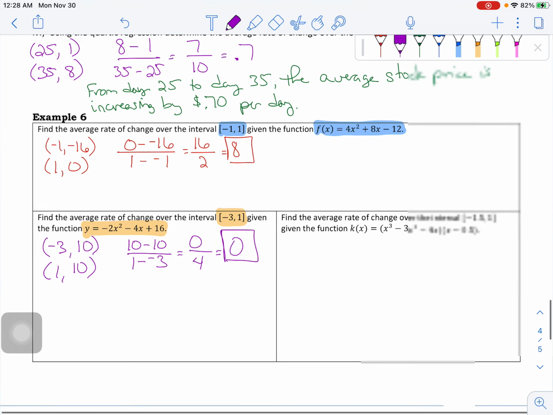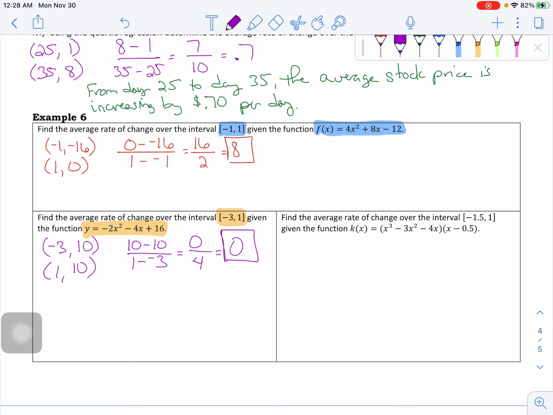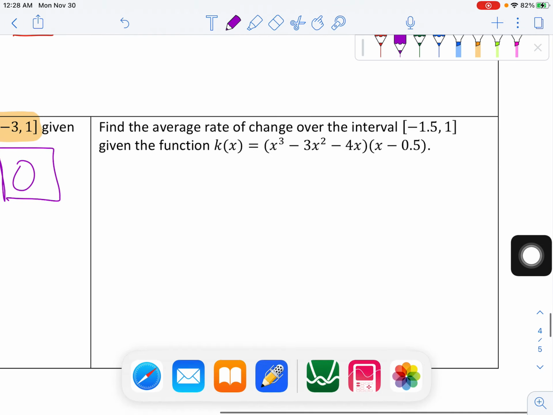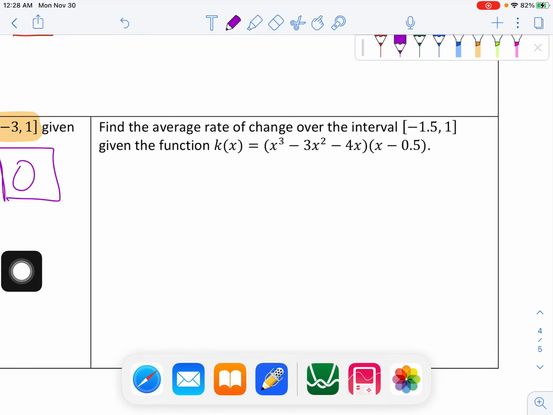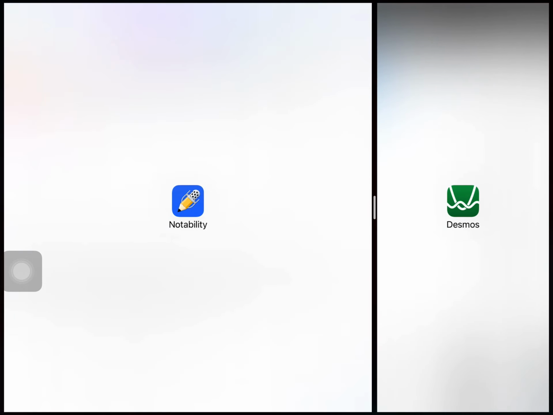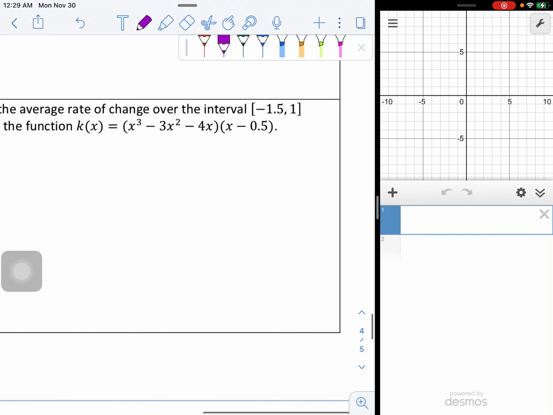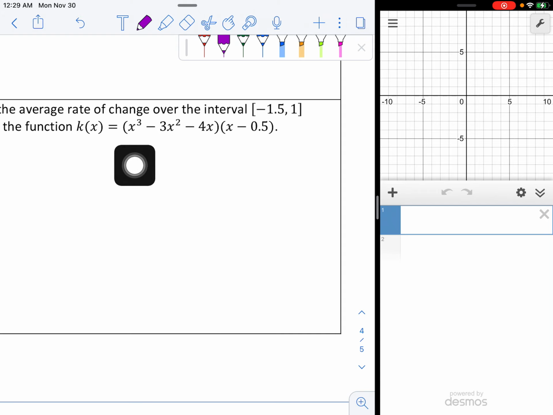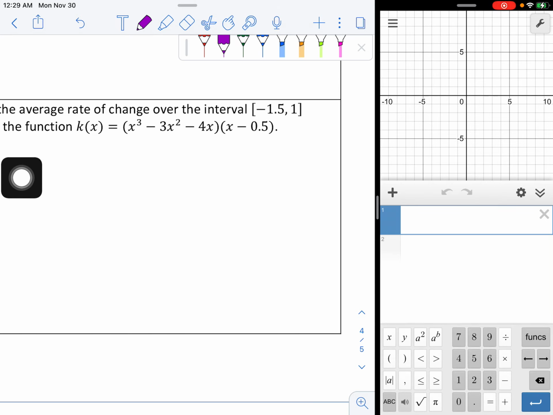All right, so those 2 examples I just did with Calculate 84. I'm going to show you how to use Desmos to do the third function here, this final example. All right, so let's go ahead and make Desmos split screen. Maybe. There we go. All right, slide that over so it's a little bit smaller. So basically with Desmos, I want to put this equation in. Now, instead of k of x, I'm just going to use y equals.